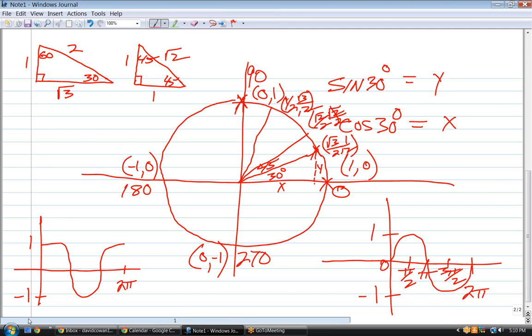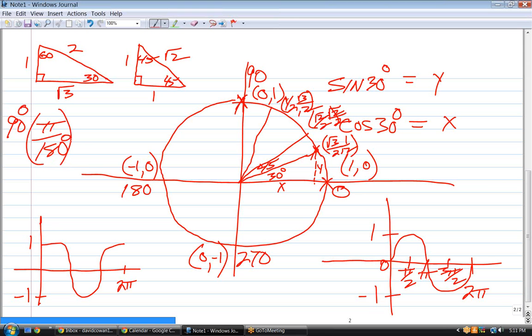Okay, converting to radians. It's pretty easy. The conversion factor when you have degrees is pi over 180. In other words, if I'm trying to convert 90 degrees, I'm going to multiply it by that. Why? Because I want to lose the degrees. And as long as the degree part is in the denominator, those will cancel and you'll end up with pi over 2 radians.